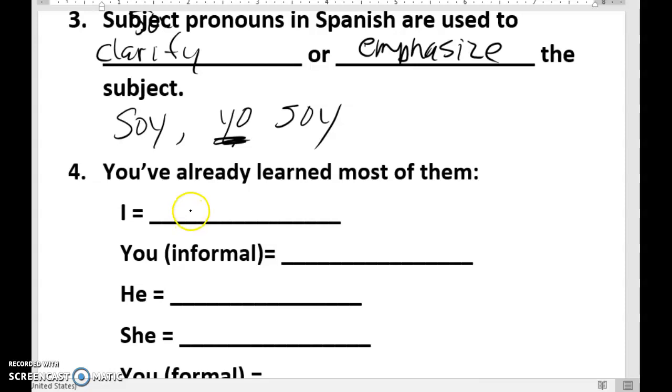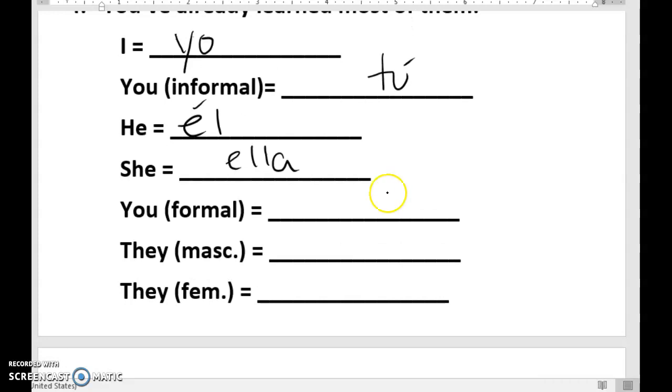So here we go. Here's the ones we already know. We know that I equals yo. We know that tú with an accent is you informal. You formal, remember, is usted. Remember, tú rhymes with you. They both start with you. Ellos is they. Ella.